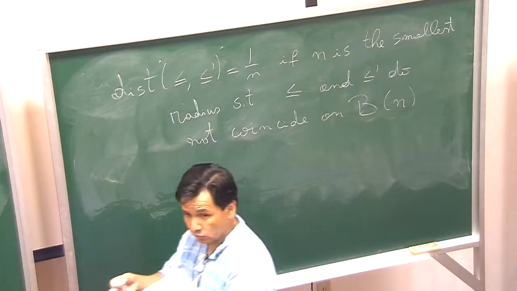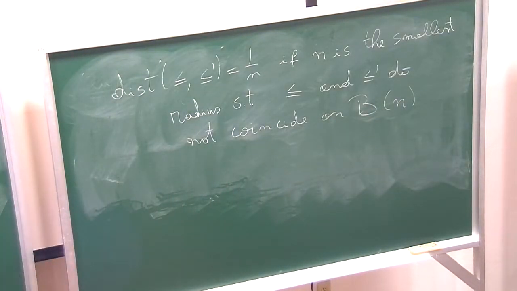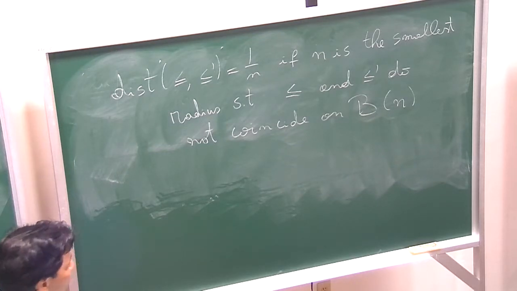Okay? So there are two elements in the ball such that for one order one is larger than the other one, and for the other order the reverse inequality holds. Okay? And you look for the minimum value of n for which this happens. Okay? And this is a metric.